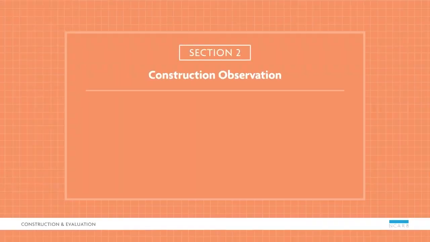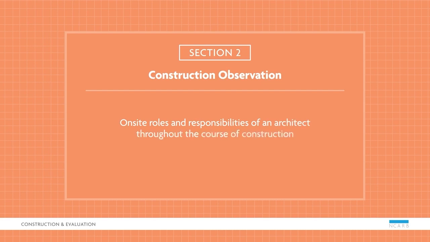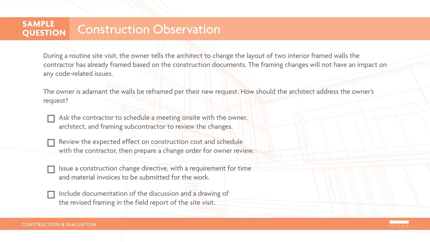be reviewed. In the construction observation section, you'll focus on the on-site roles and responsibilities of an architect through the course of construction. Let's look at a sample question. During a routine site visit, the owner tells the architect to change the layout of 2 interior frame walls. The contractor has already framed based on the construction documents. The framing changes will not have an impact on any code-related issues. The owner is adamant the walls be reframed per their new request. How should the architect address the owner's request?